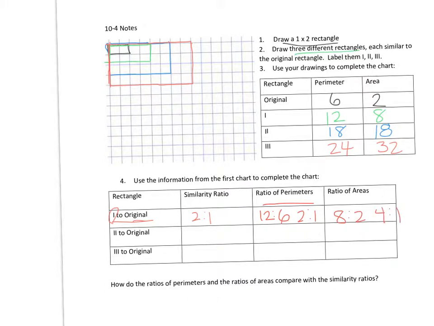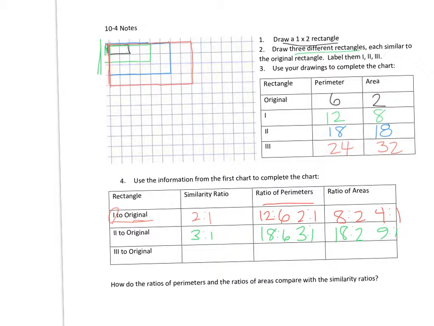Now I'm going to do the second one to the original, so the ratio is going to be 3 to 1 because this length is 1 and this length is 3, so it's 3 to 1. And the perimeter is 18 to 6, which reduces to 3 to 1. And the area is 18 to 2, which reduces to 9 to 1.